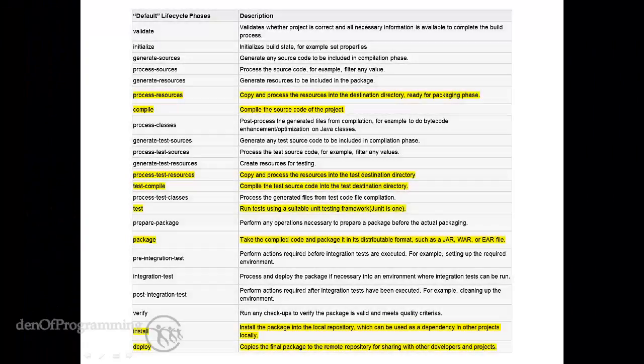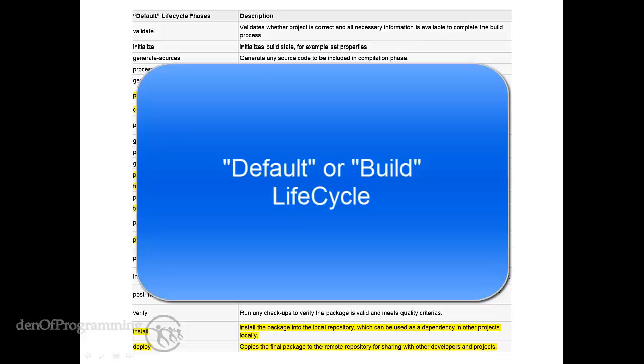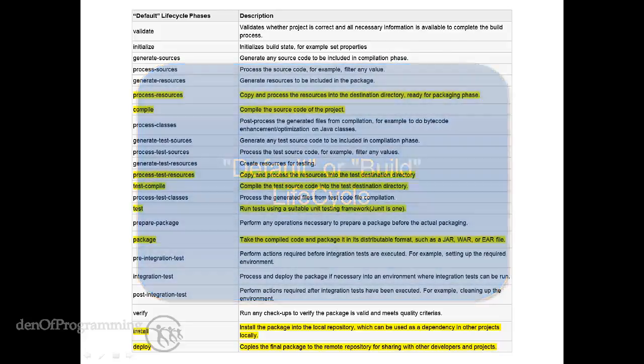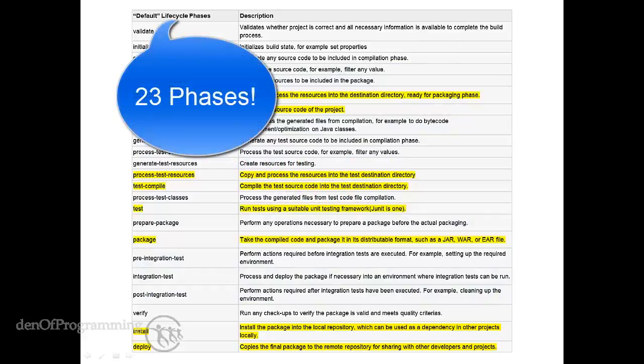This is a list of the default lifecycle phases, and the default lifecycle is the primary lifecycle of Maven and is used to build the application. Sometimes it's also known as the build lifecycle. As you can see from the list, it has 23 phases. The phases highlighted in yellow are the ones that already have plugins or goals bound to them.